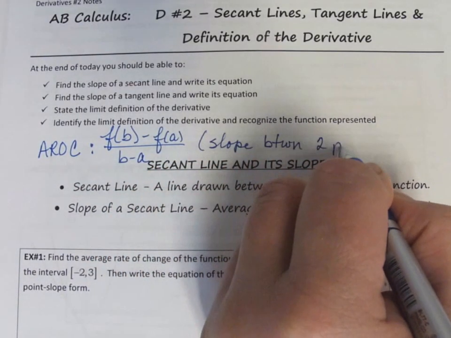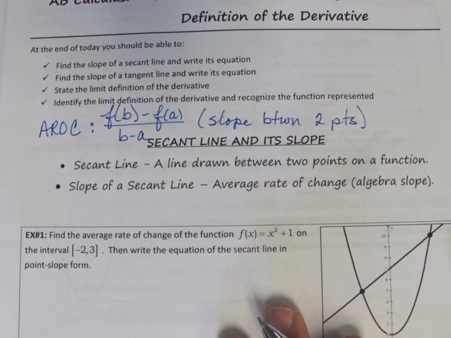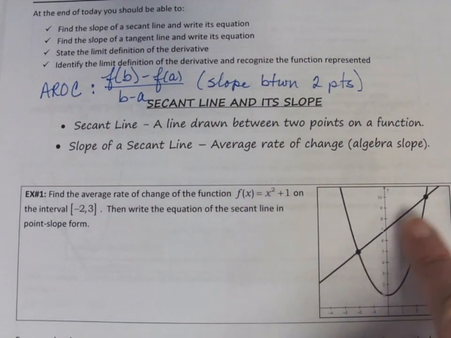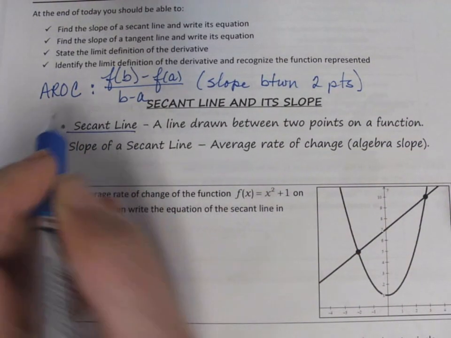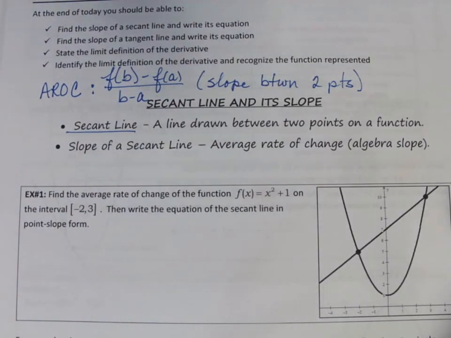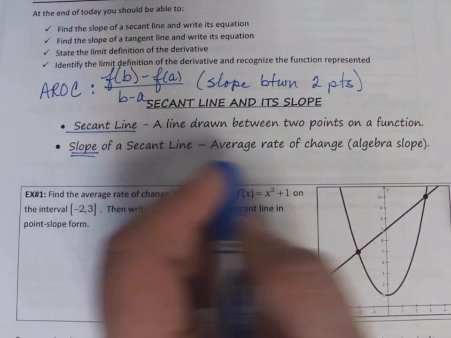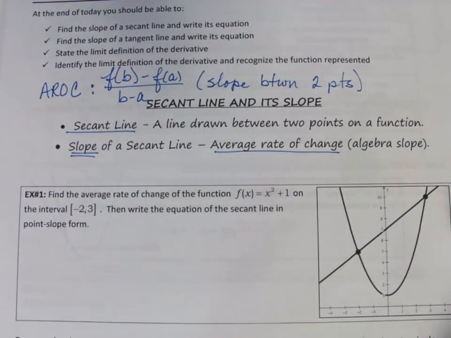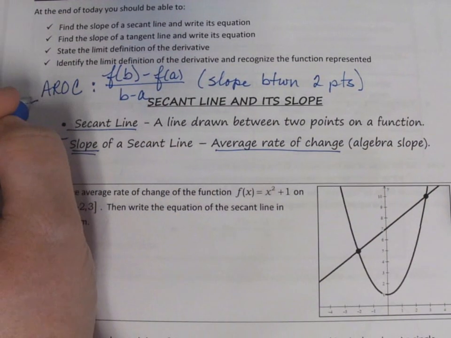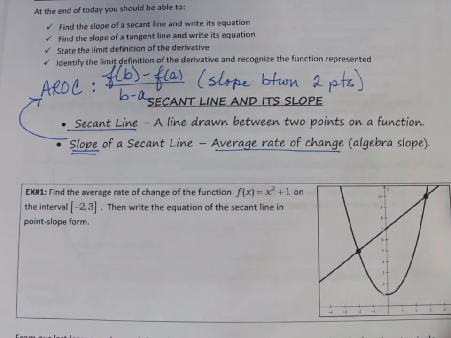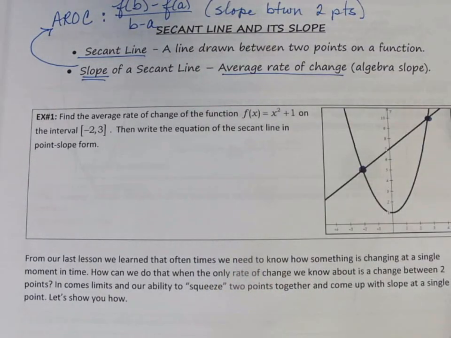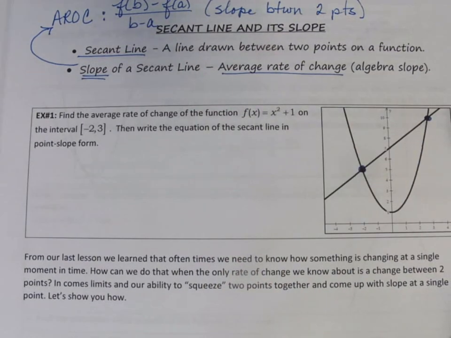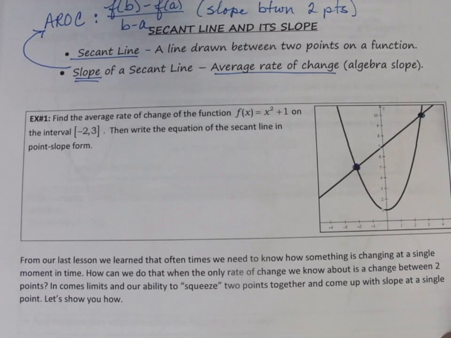between 2 points. Now, if we were to draw a line on a graph, we were to pick 2 points on a graph and draw a line connecting them, then what we would be drawing is a secant line, okay? And the slope of that secant line is that AROC, that average rate of change, okay? So that slope of the secant line is average rate of change. So if we look at this first one, here are points here and here. It says find the average rate of change of the function f(x) equals x squared plus 1 on the interval from -2 to 3.